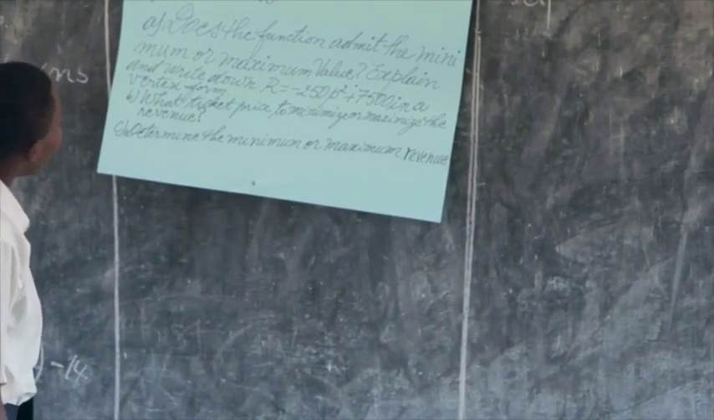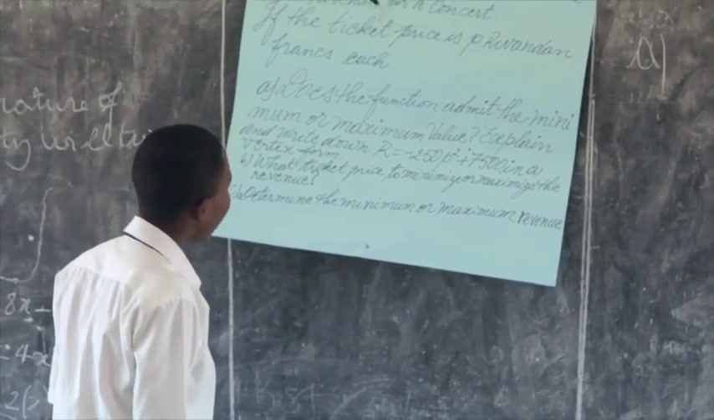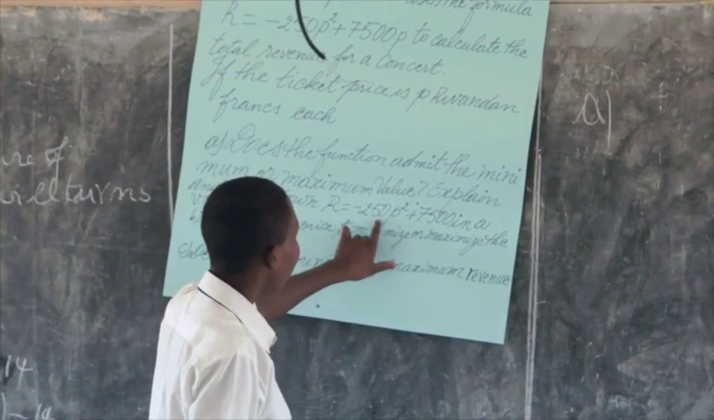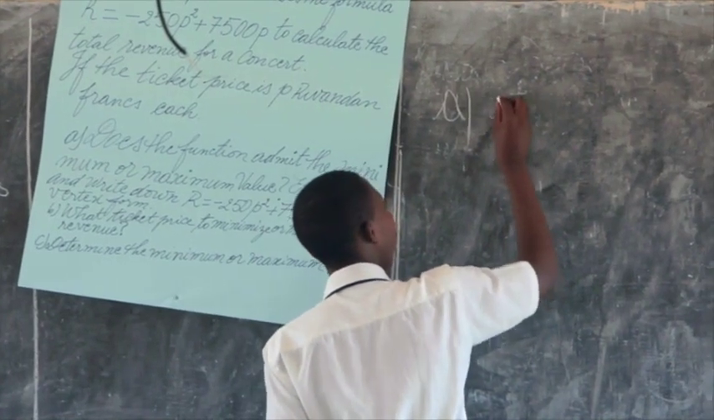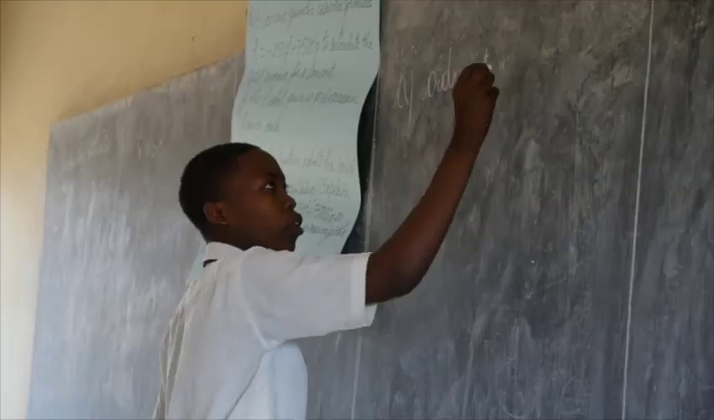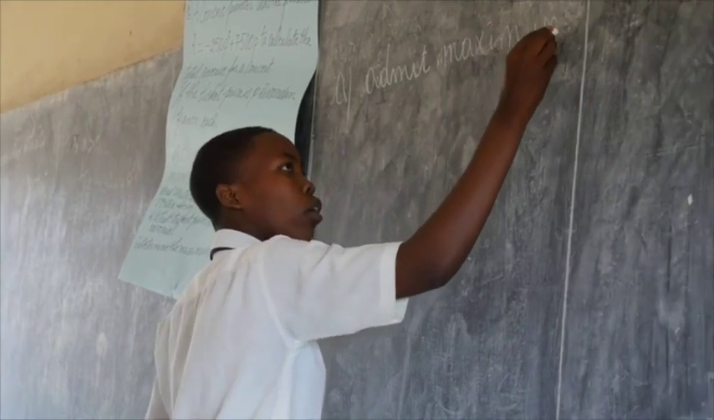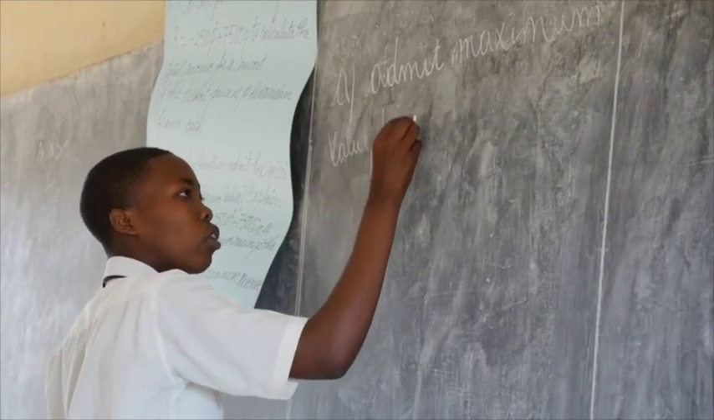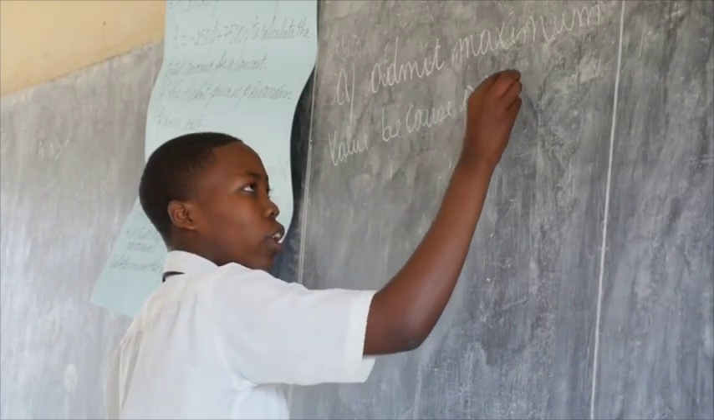Number A, ask it. Does the function admit the minimum or maximum value? This function admits a maximum value because this a is less than 0. It admits a maximum value because a is less than 0.